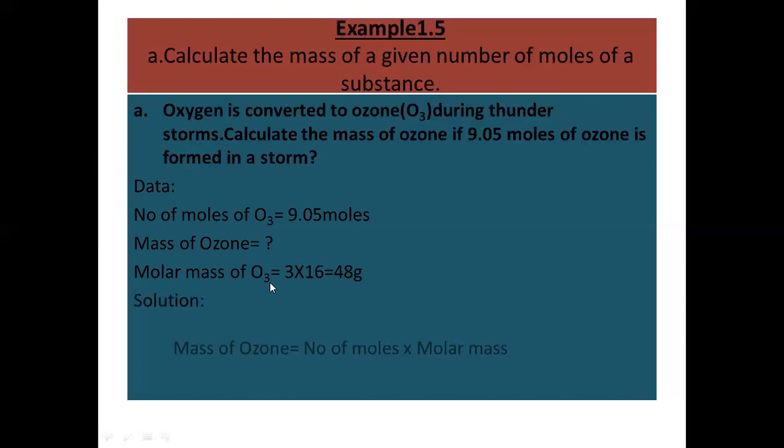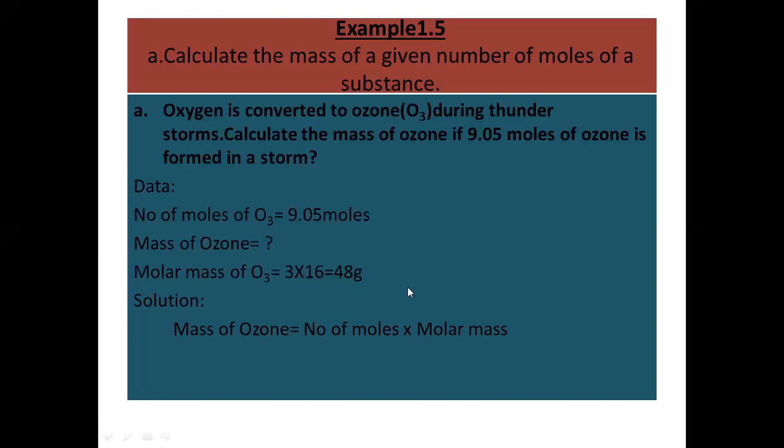We will use the formula: mass of ozone is equal to number of moles into molar mass. I told you when number of moles are given and they ask about the mass, then you have to use this formula. And in the previous case, when number of atoms or molecules are given and you have to find out the mass, then you use the formula that mass is equal to number of atoms or molecules into molar mass over Avogadro's number.